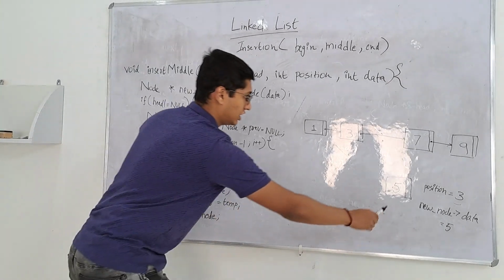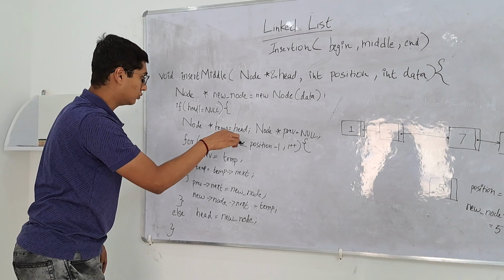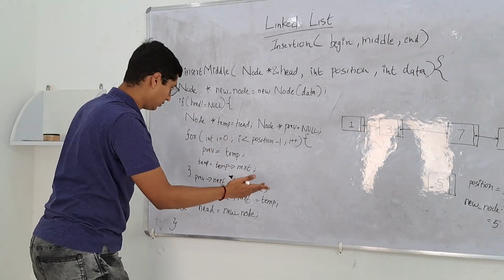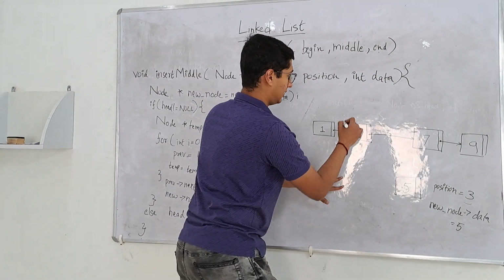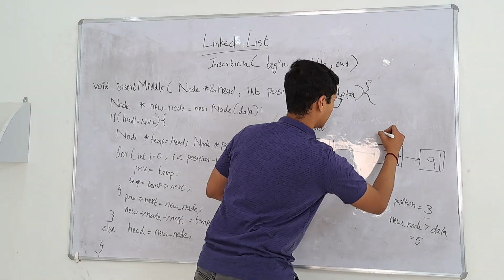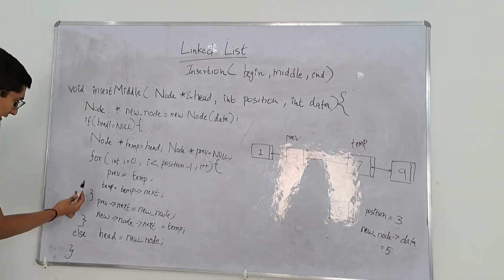So for position equal to 3, this i will run till less than 2. So i equal to 0, i equal to 1. These two iterations the for loop will run. After the two iterations, we'll see that this is my prev and this is my temporary variable. Okay. Now I exit the for loop.